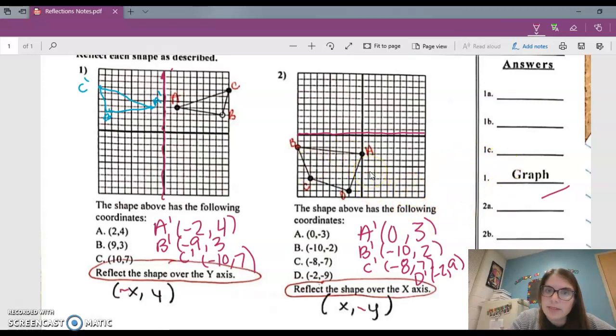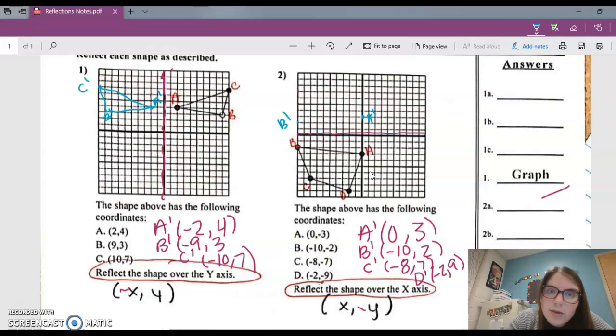Right? So I'm going to look up here and I'm going to start with my a prime. My a prime is 0, 3. Let's change colors again back to that blue. So 0, 3, 0, and then 1, 2, 3. So this would be my a prime. My b prime is at negative 10, 2.